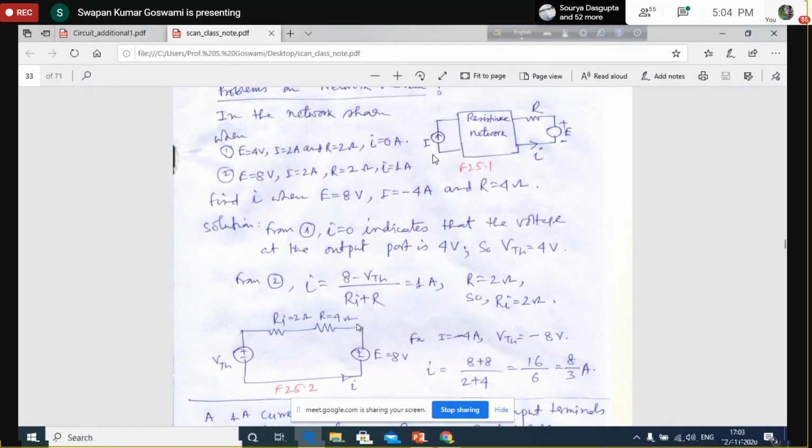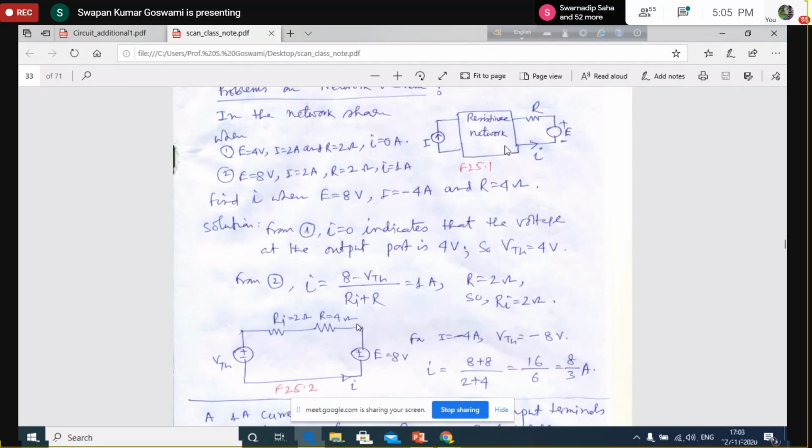That means now this current I is made equal to minus 4 ampere. Previously, when this current was equal to 2 ampere in this direction, a voltage equal to 4 volt was appearing across the output terminals. Now, when this current is made equal to minus 4 ampere, its value will be multiplied, it will be twice. That means it will be 8 volt.